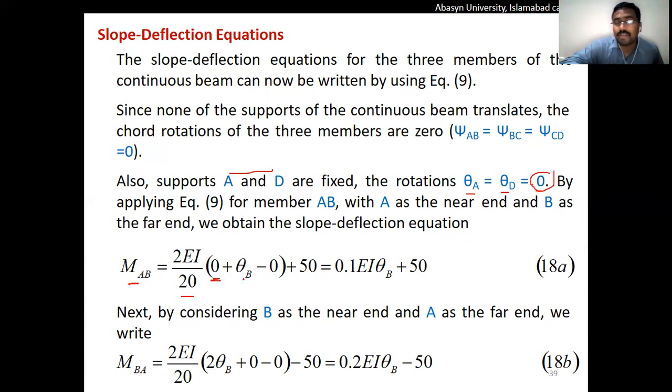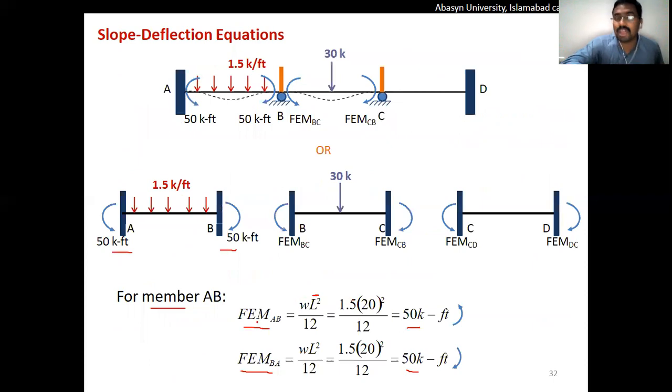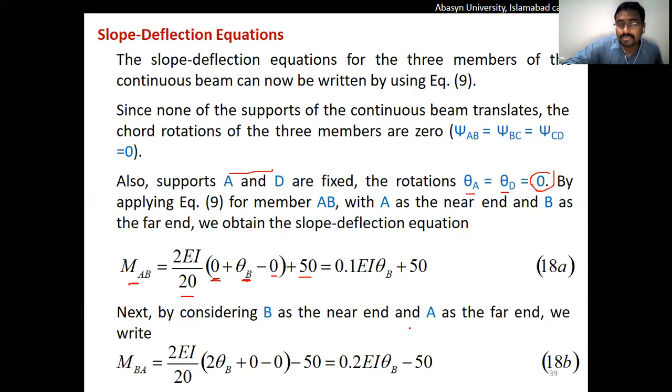Plus the rotation at the far end. Rotation at the far end means rotation at point B, which is yet to be calculated. Minus 3 psi, the deformation term; as there is no settlement in the member, its value will again be 0. Plus the fixed end moment FEM AB, which is 50 kip-feet, as we have calculated. It is in the anti-clockwise direction, so its value will remain positive. Once we simplify this equation, it becomes 0.1 EI theta B plus 50.